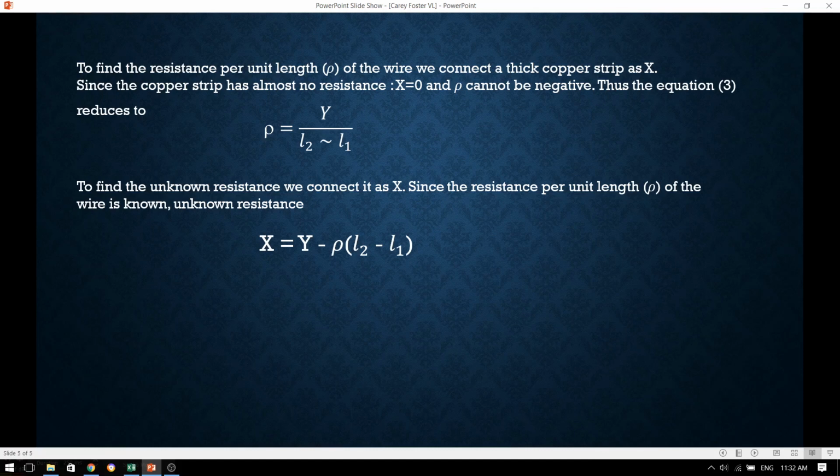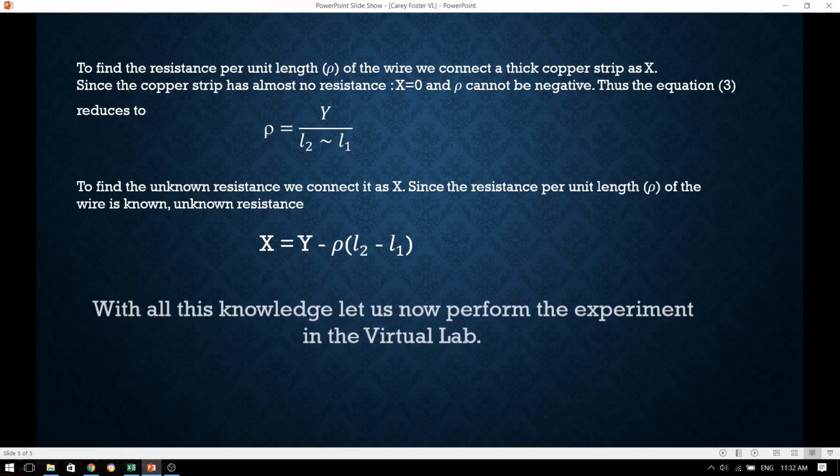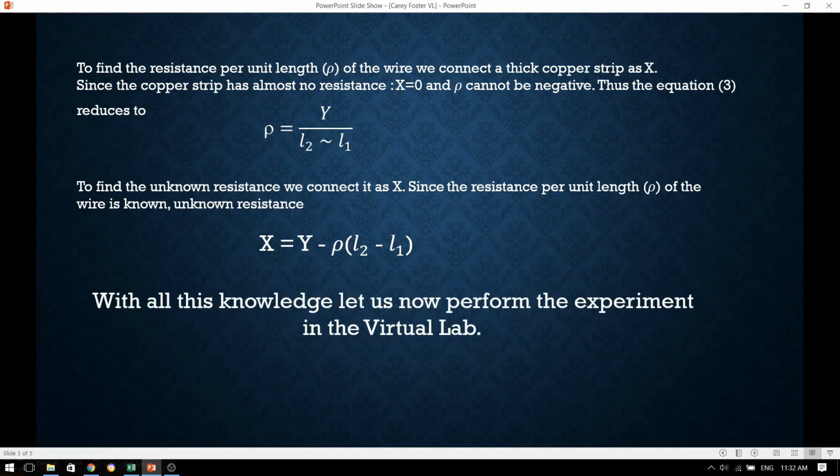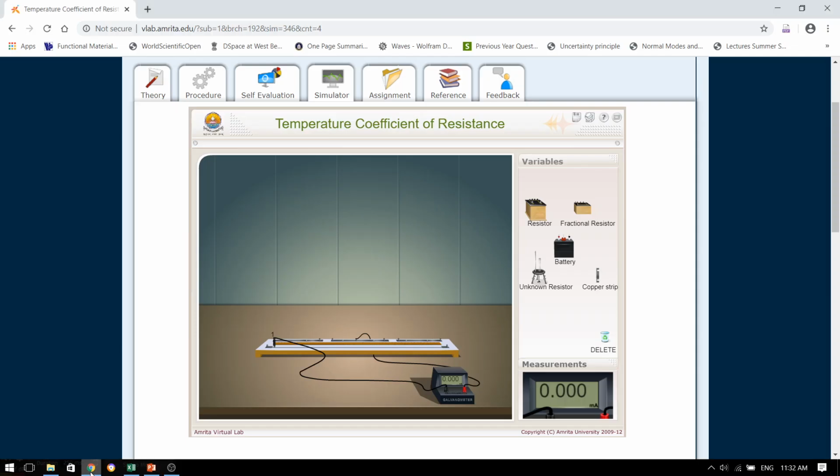So L1, L2, all these can be found out experimentally during the experiment, and by choosing various values of y, we can always perform the experiment and find out the unknown resistance X. So with all this knowledge in our minds, let us now perform the experiment in the virtual laboratory. Once again, we are going to use the virtual laboratory of Amrita Vishwavidyalaya.